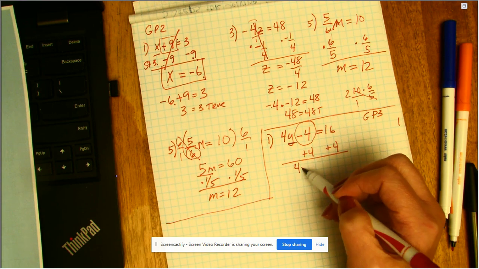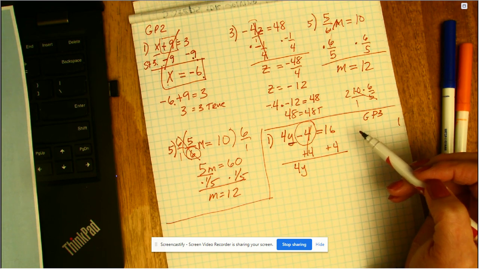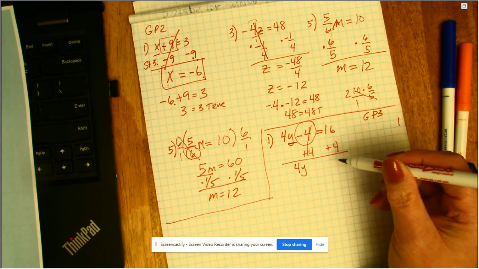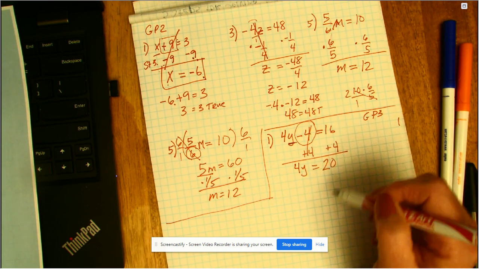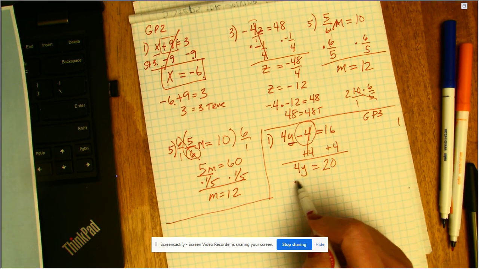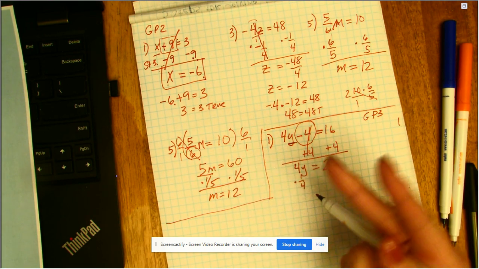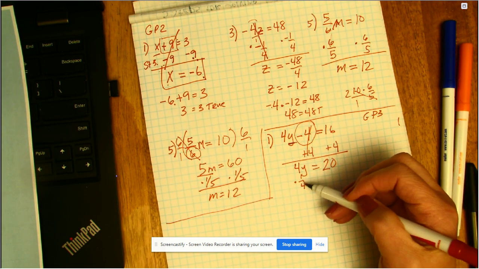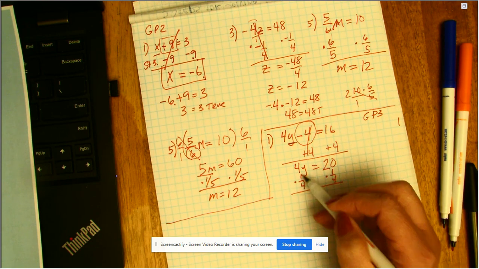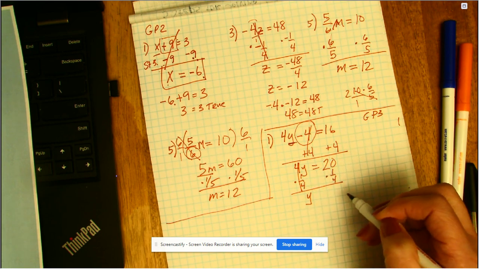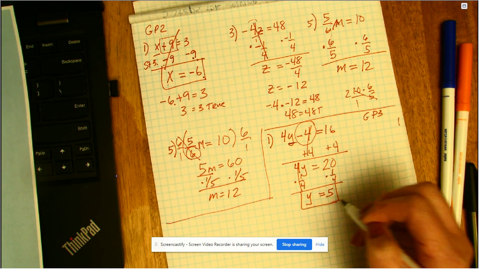4y, I haven't done anything to that. -4 and +4, they're additive inverses, so they simplify out to be the additive identity of 0, and equal to 16 plus 4 is 20. Then I can multiply both sides by the reciprocal. Remember, 4 over 1, its reciprocal would be 1/4. In other words, multiplying by 1/4 is the same thing as dividing by 4. So that eliminates out to be 1y, and 20 divided by 4 would be 5.